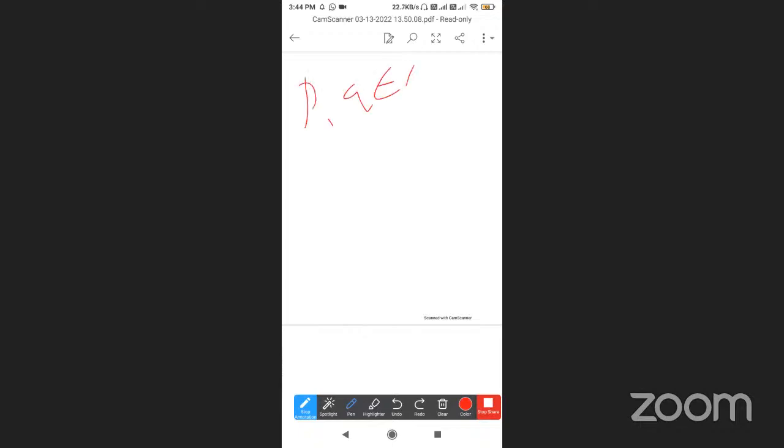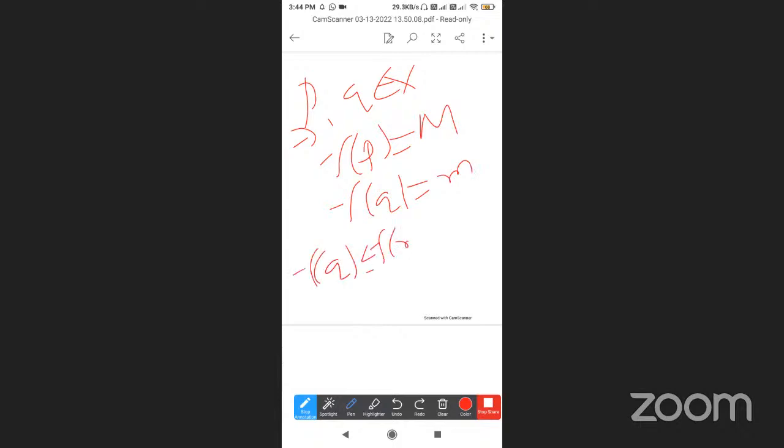There exist points P, Q belonging to capital X such that F of P attains capital M and F of Q attains small m. So that means F of Q is less than or equal to F of X, which is less than or equal to F of P. What is F of Q? Small m is less than or equal to F of X is less than or equal to capital M. What is small m? The infimum. What is capital M? The supremum. I think this is a theorem.